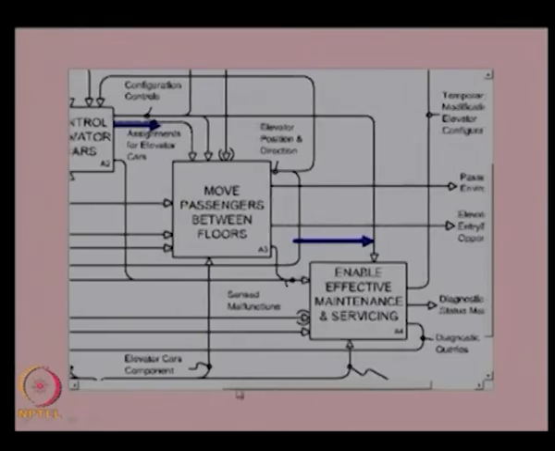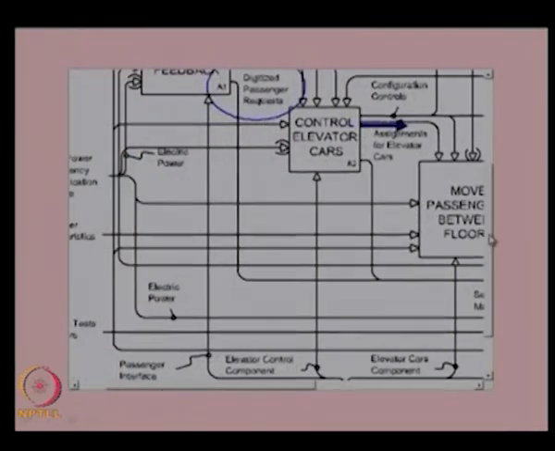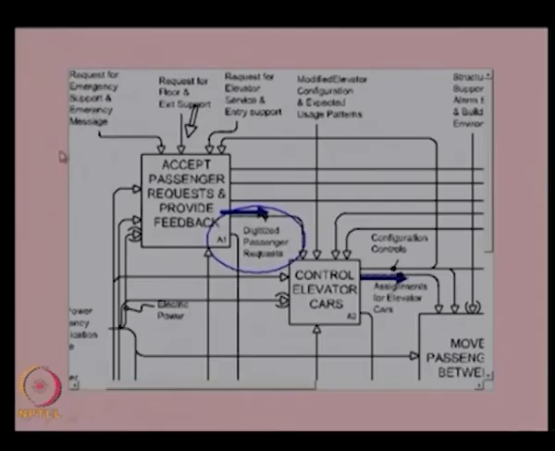So now if you want to find out what is happening to this signal in this function A1, we have to go to the next level, the A1 diagram or level 2 diagram, and then find out what is happening to this input, the request for floor and exit support. Similarly, what is happening to the digitized passenger request and how is it converted to elevator cars, we need to go into this function and then find out the path through which the signal is passing.